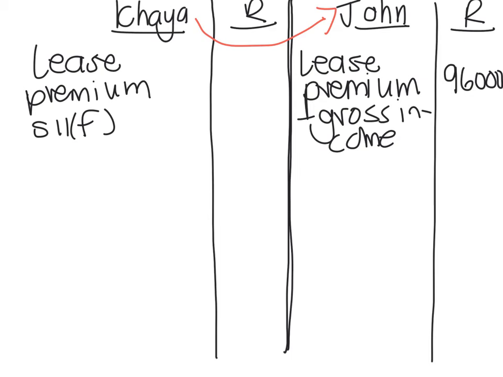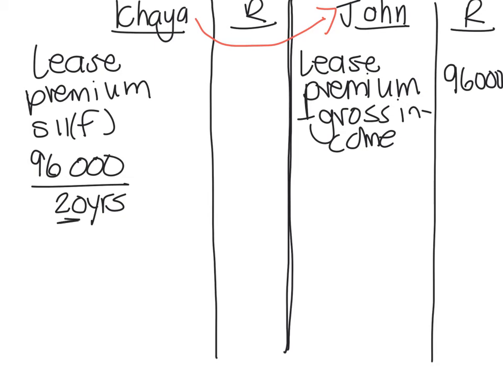What we say is, what is the amount of the lease premium? 96,000 Rand. We divide this by the number of years of the lease agreement, which is 20 years. Remember that if the lease agreement was longer than 25 years, we would limit this amount to 25 years. And then, ladies and gentlemen, we have to multiply it or apportion it for the number of months that this lease agreement was used for trade purposes and the production of income.